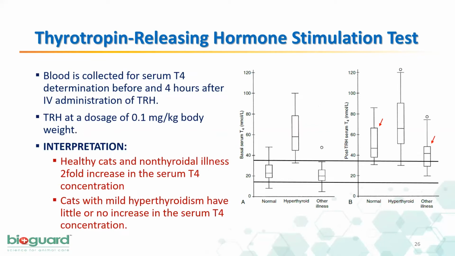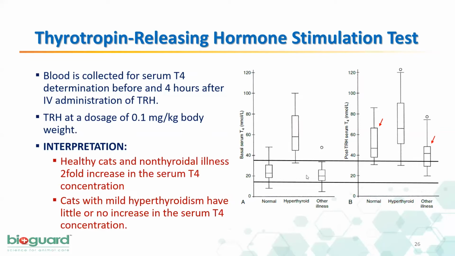The TRH stimulating test is another important test which can be used to diagnose hyperthyroidism in cats. We administer recombinant TRH through IV, but we take T4 level samples before and after the administration. After 4 hours of the administration of TRH in the blood of the cat, you can see the levels of T4 in normal cats and in case of other illnesses will increase. However, before the administration, these T4 levels are always in the reference range.